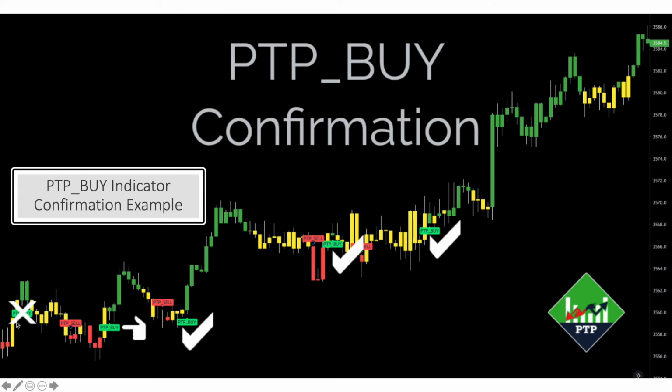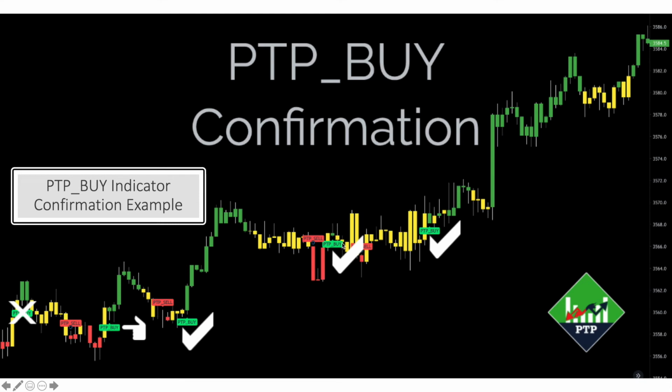Our first confirmed PTP buy signal is on the third signal on the chart. To confirm the trend, we look at the previous PTP buy signal. It was lower than the third signal on the chart. This shows a bullish market, and we are only taking buy signals.